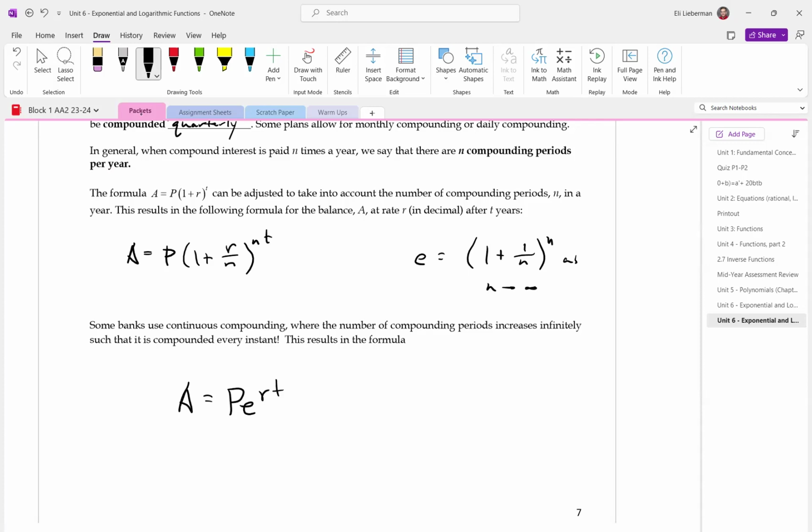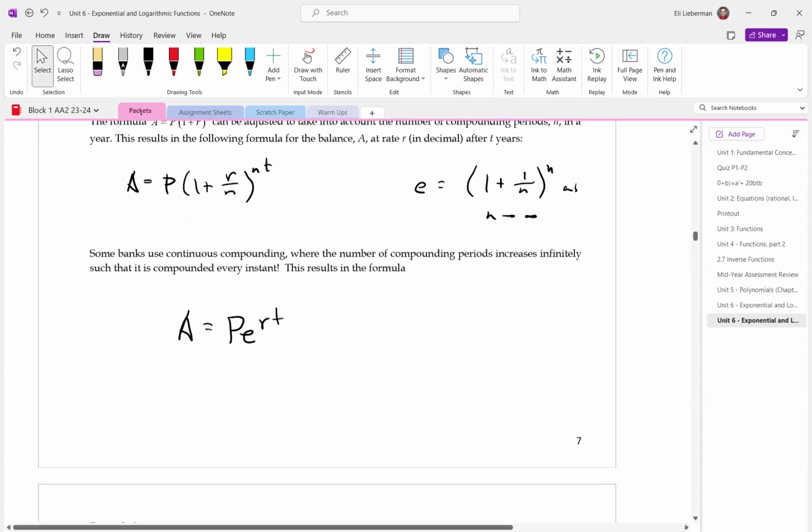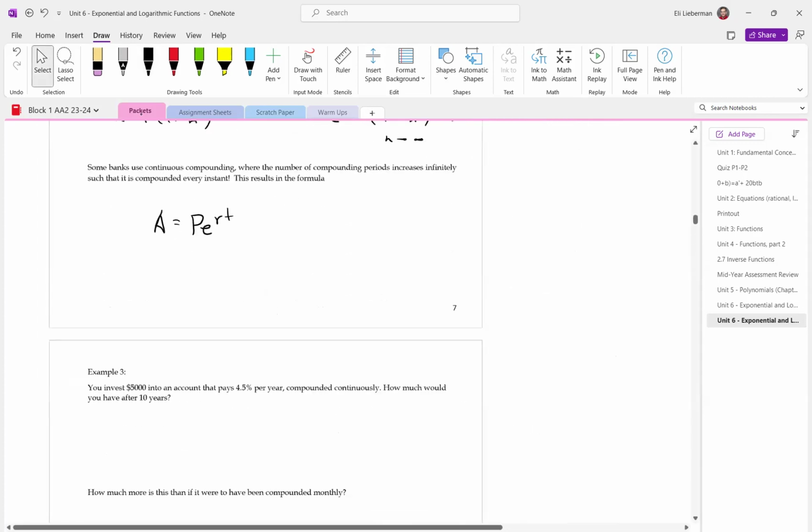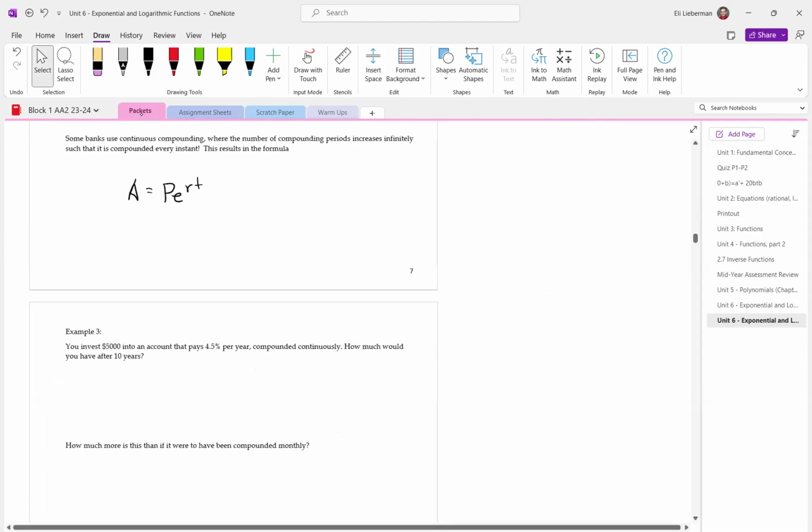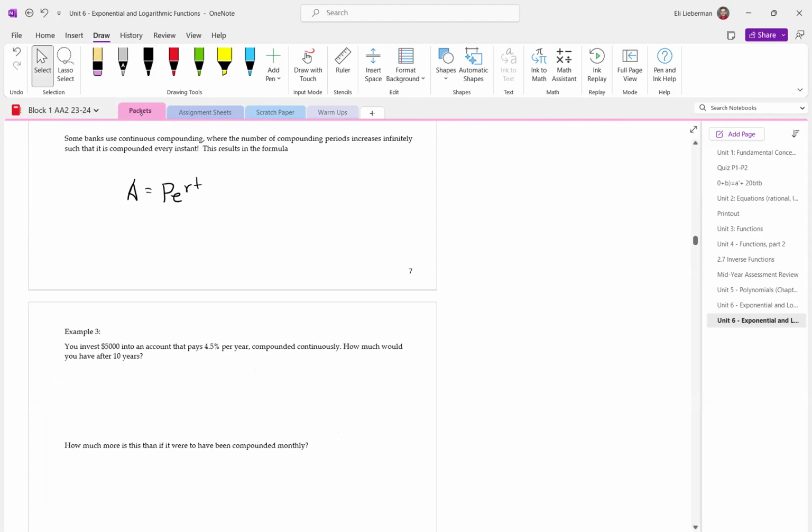So the biggest application that we will be dealing with is when it comes to money, called continuous compounding. That's another formula I have to remember, by the way. It's such a pretty little formula. You invest 5,000 into an account that pays 4.5% per year, compounded continuously. How much would you have after 10 years? I'll give you a minute to figure this out.